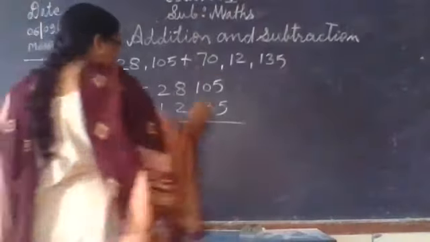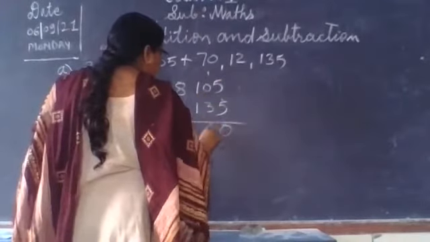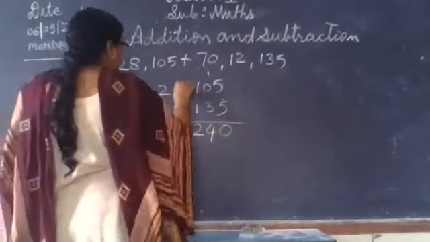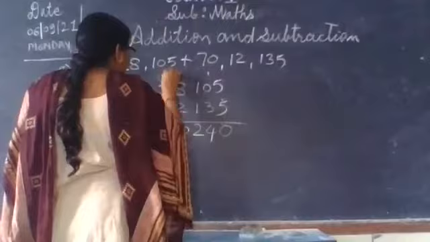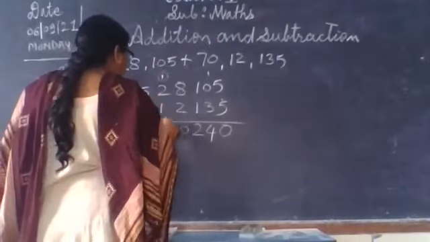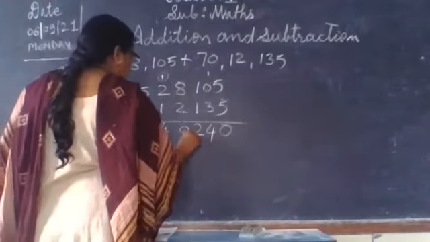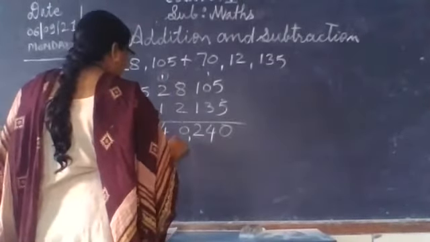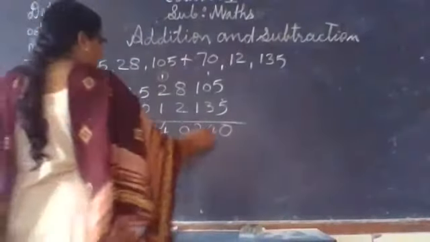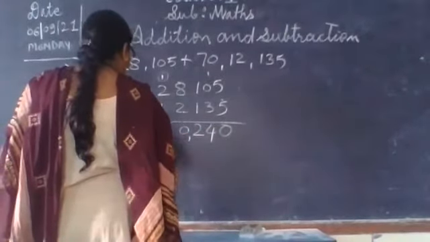Okay, 5 plus 5, 10. 1 plus 0, 1. 1 plus 3, 4. 1 plus 2, 3. 8 plus 2, 10. 10 more, 1. 1 plus 2, 3, plus 1, 4, 5, and 7 plus 3, 10. So you have to put the commas. Okay. 1, 2, 3, comma. So it is one.